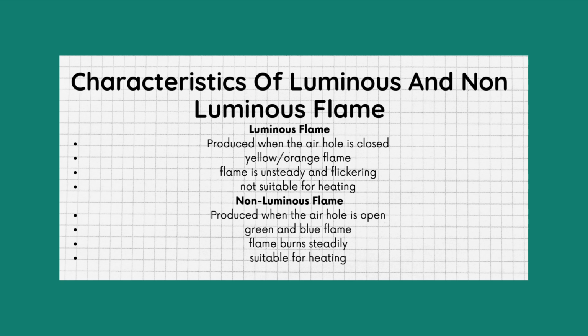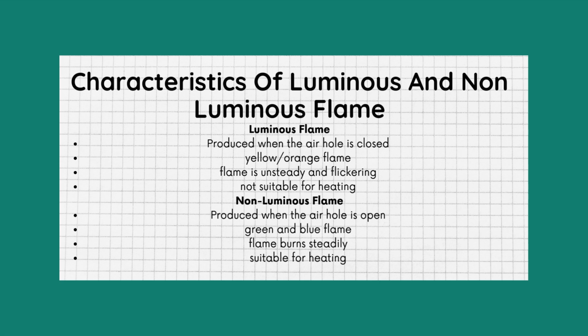If you can't tell what is a luminous and a non-luminous flame despite the colors or find there is no difference, listen carefully. A luminous flame produced with the air hole closed is a yellow and orange flame. This flame is unsteady and flickering. It is definitely not suitable for heating. A non-luminous flame is produced when the air hole is open. It has a green and blue flame. The flame burns steadily and it's suitable for heating.